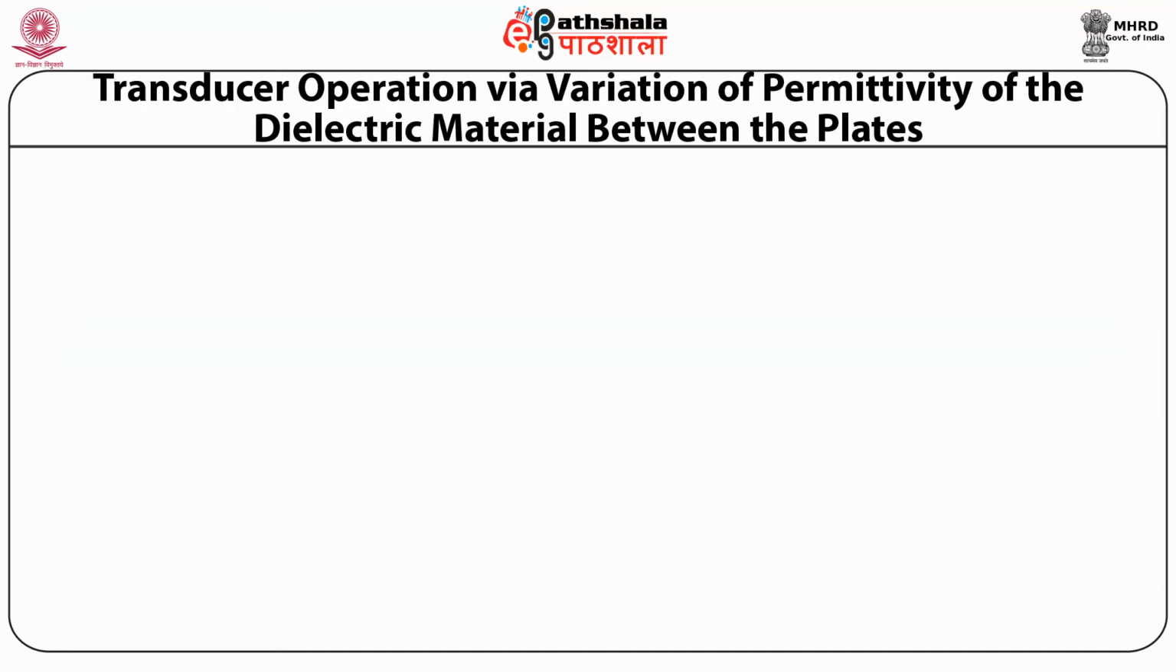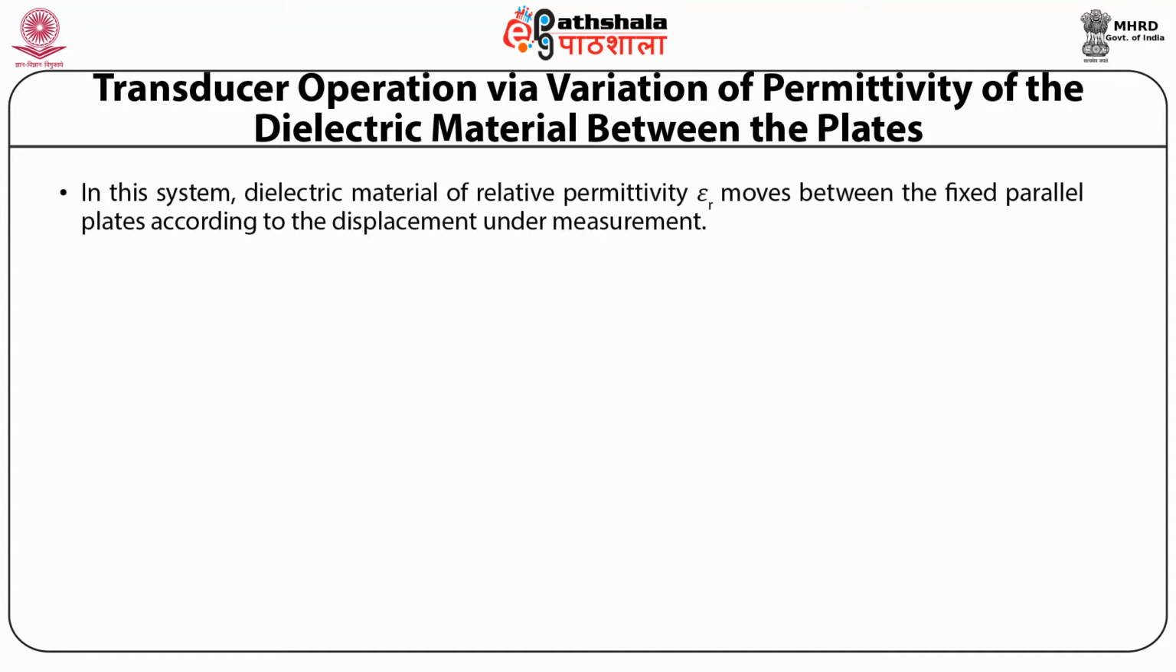Transducer operation via variation of permittivity of the dielectric material between the plates. In this system, dielectric material of relative permittivity moves between the fixed parallel plates according to the displacement under measurement. Figure 7 shows the operation of the capacitive transducer with the displacement of the dielectric material.